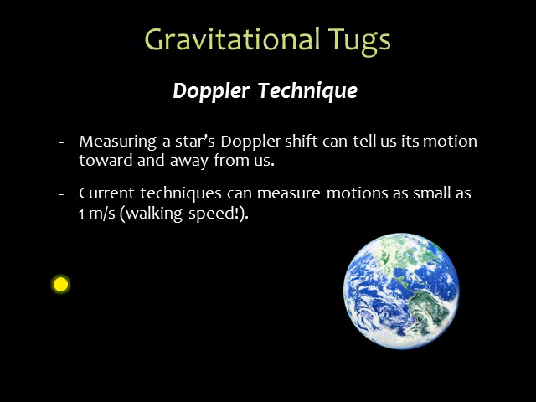You may recall the Doppler effect allows us to measure the velocity of a star toward or away from us. When the star is moving toward us, the light is blue shifted. When the star is moving away from us, the light is red shifted. This technique can measure motions as small as 1 meter per second, basically walking speed.